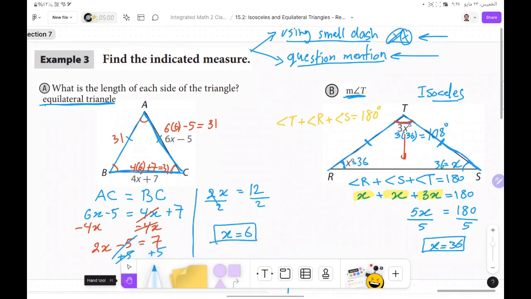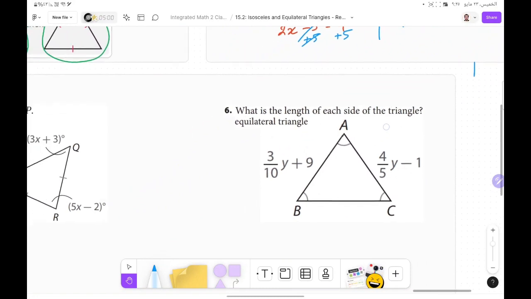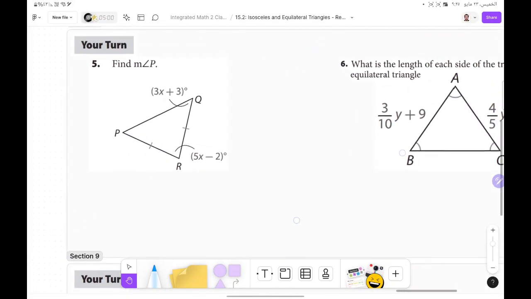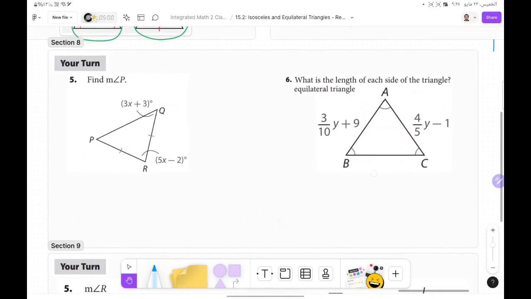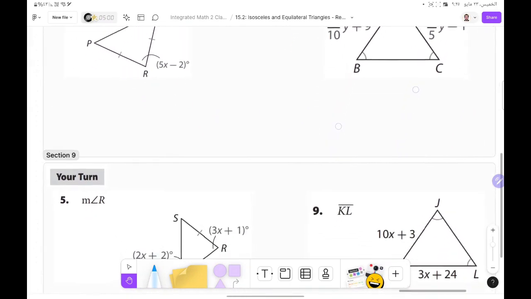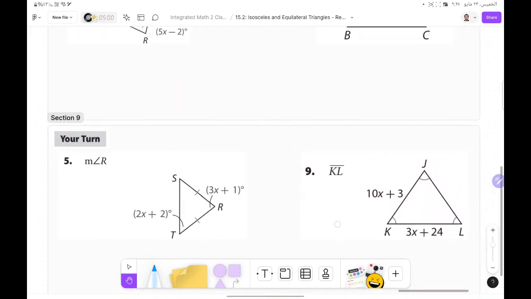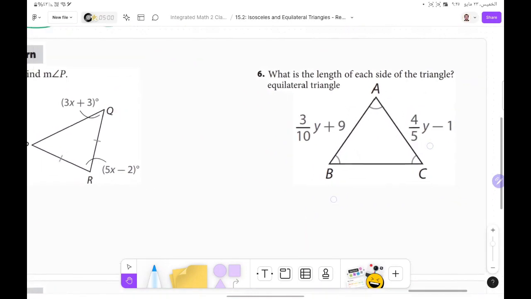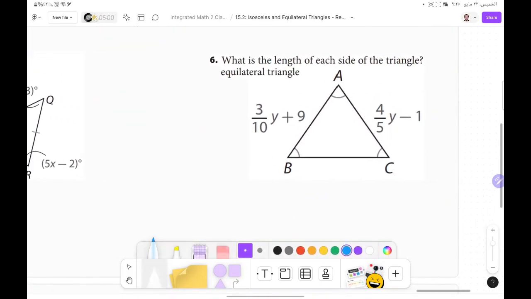I hope you understand this. Now it's your turn. Try to solve this equation by yourself. If you need any help, ask me, okay? But because I saw some students don't know how to solve question number 6, let me help you with question number 6.